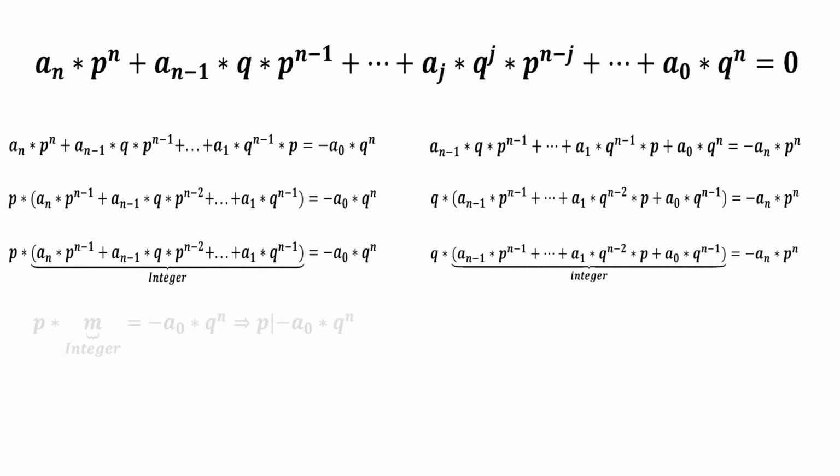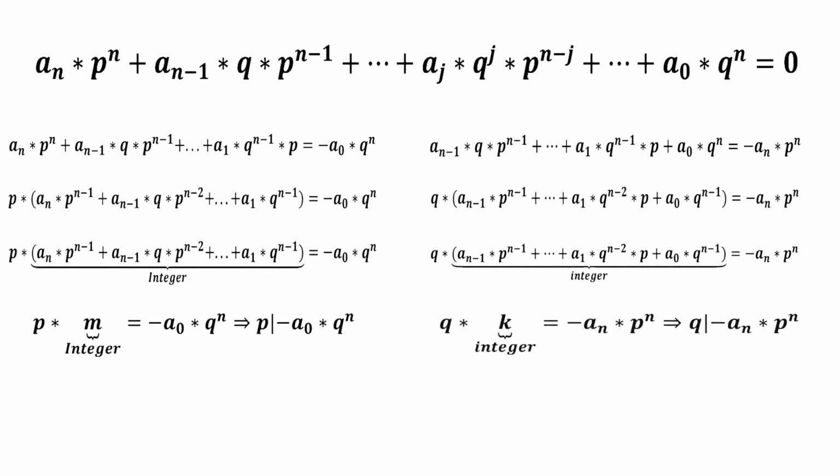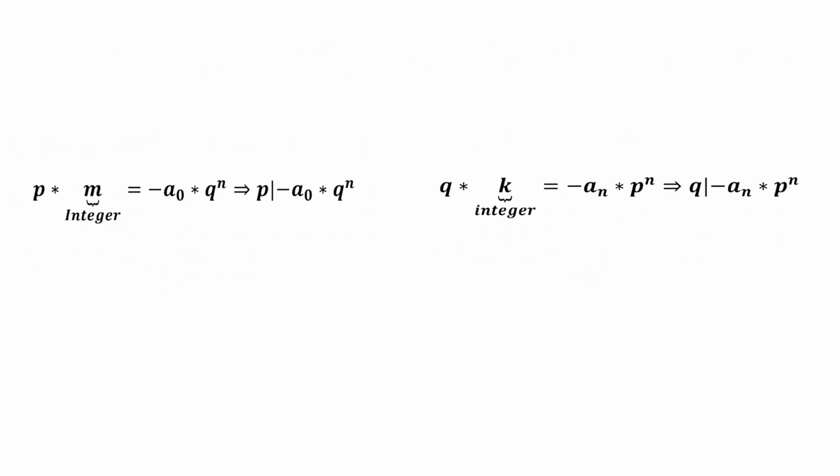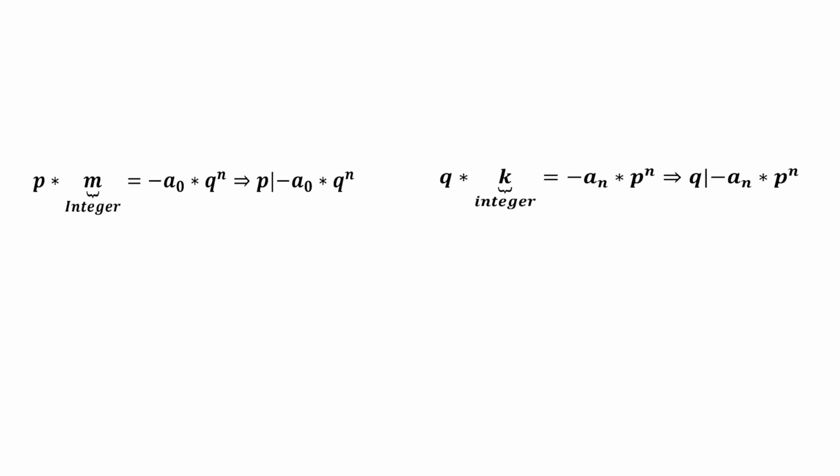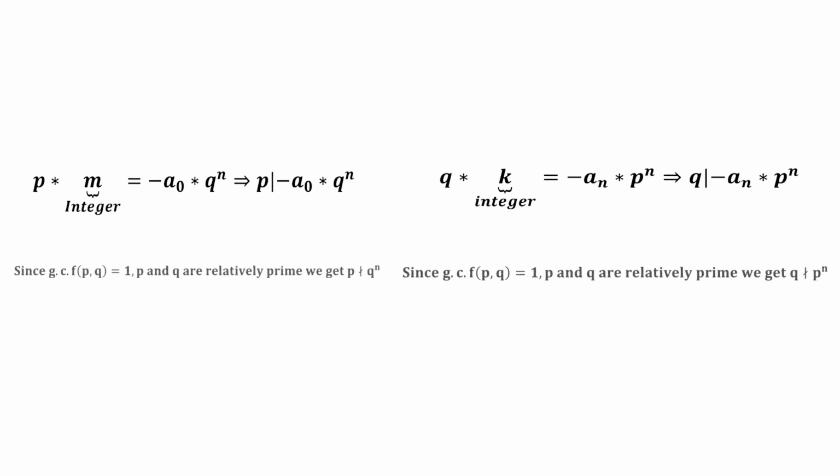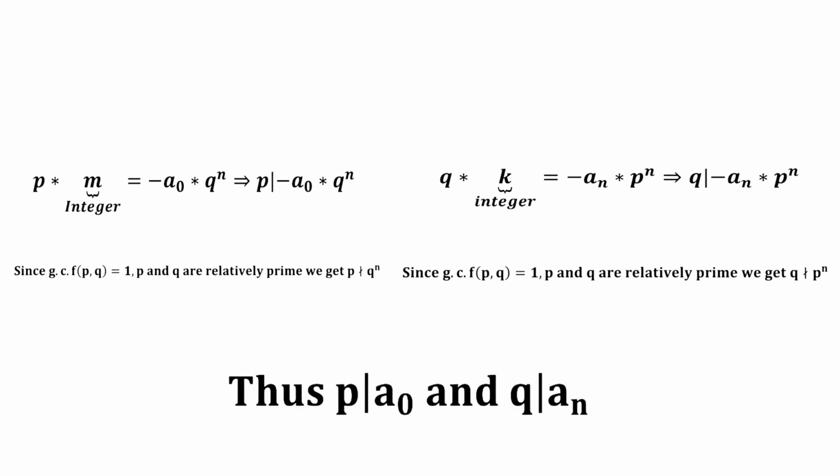For our first equation, this means that p divides negative a naught times q to the n, and for our second equation, this means that q divides negative an times p to the n. Since the greatest common factor of p and q is 1, this means that p and q share no factors and are relatively prime with each other. Thus, we can conclude that p does not divide q to the n and q does not divide p to the n. Thus, we can conclude that p divides a naught and q divides an.